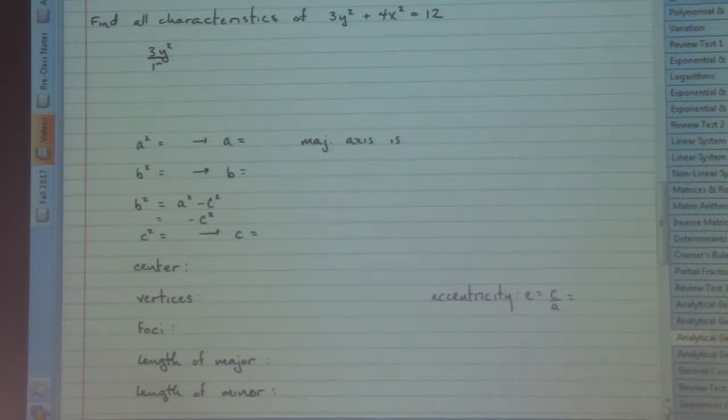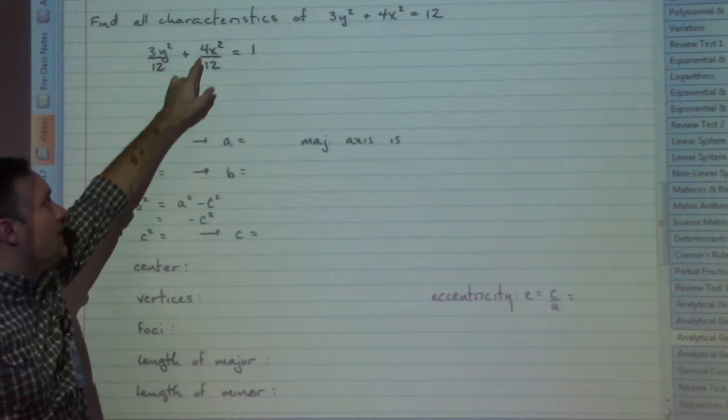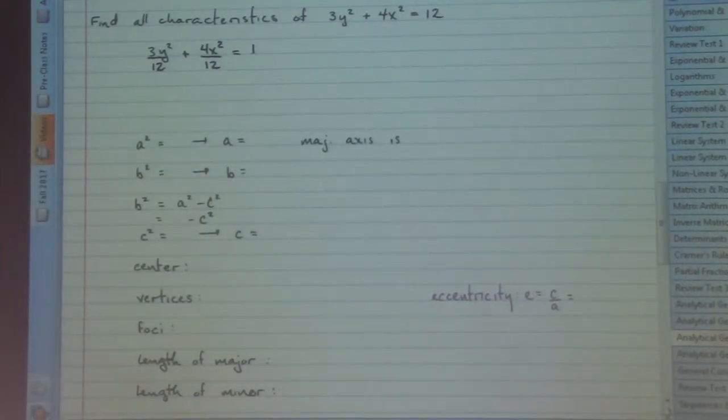So the 3y squared would get divided by 12. The 4x squared would get divided by 12. The 12 would get divided by 12 and give us the 1. Well, now we're liking the 1, but what we would really want to see other than that is the y squared over a single number and the x squared over a single number. And fortunately, in this particular case, the reducing that takes place would give us some nice numbers to use. Y squared would be over 4, and x squared would be over 3. And we have our equals 1.